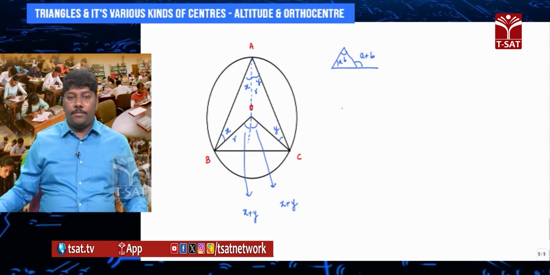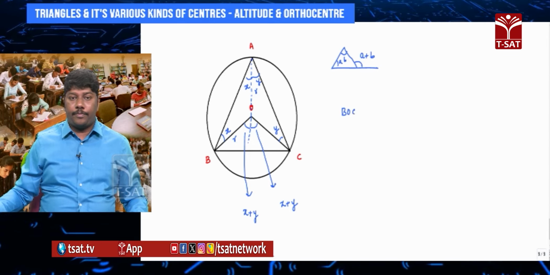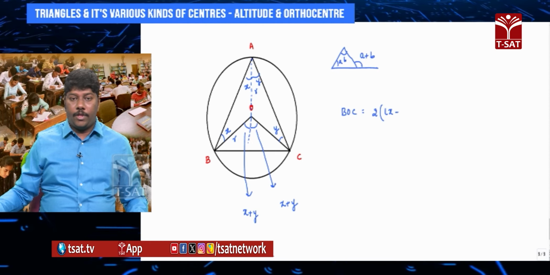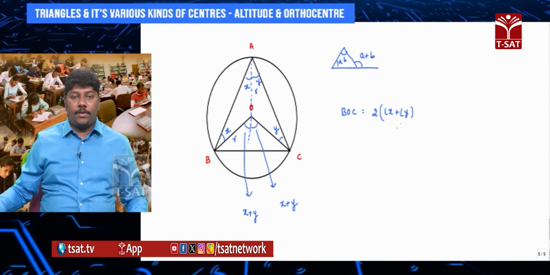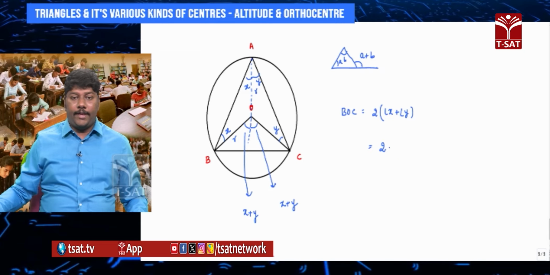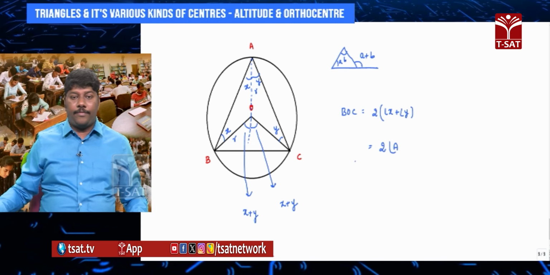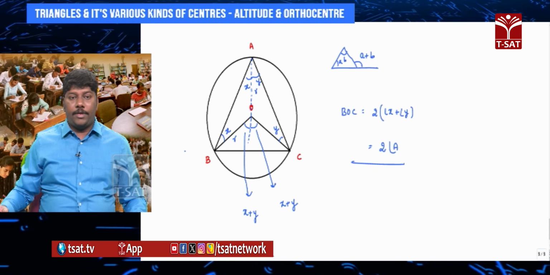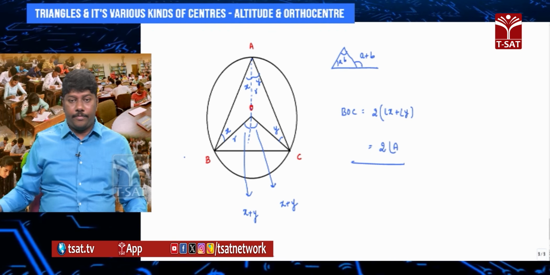So, BOC becomes 2 times of x plus y. Now, what is angle x plus y here? x plus y is angle A. So it is 2 times of angle A. So at the circumcenter the angle formed is 2 times of angle A.